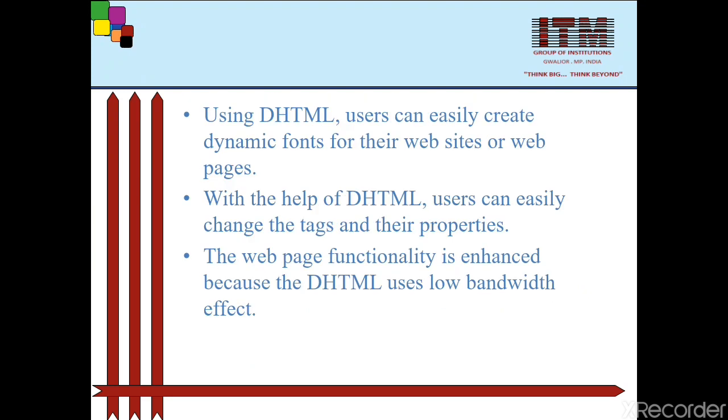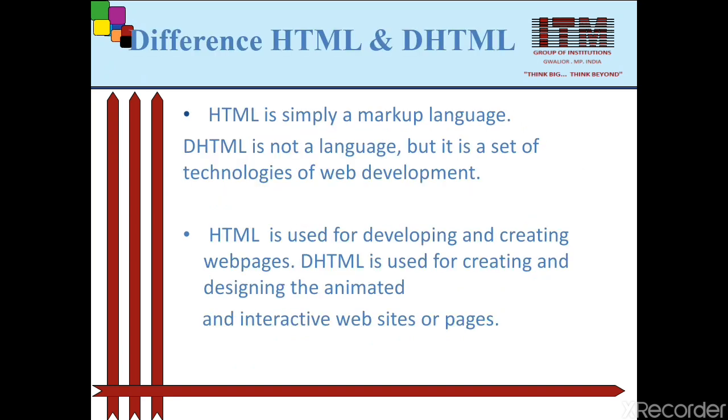Using DHTML, users can easily create dynamic fonts for their websites or web pages, means we can change the font size, style and color, and with the help of DHTML, users can easily change the tags and their properties, because there are different types of tags and their properties. So the web page functionality is enhanced because DHTML uses low bandwidth effect.